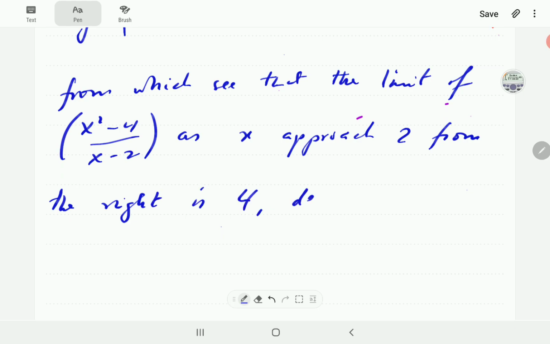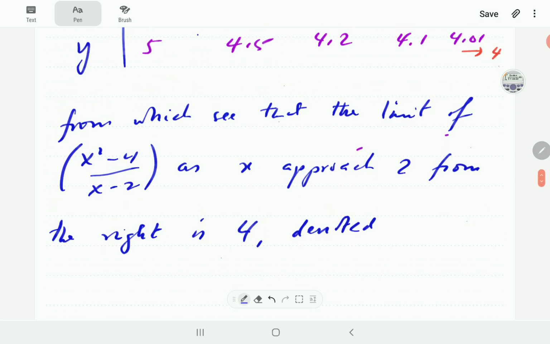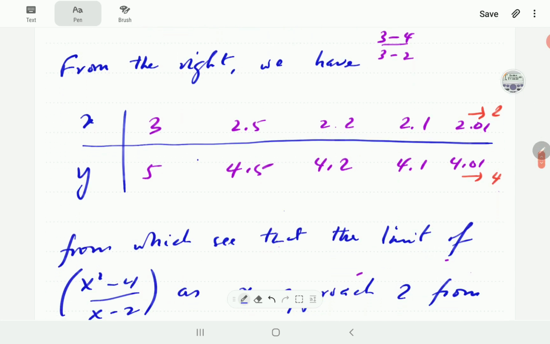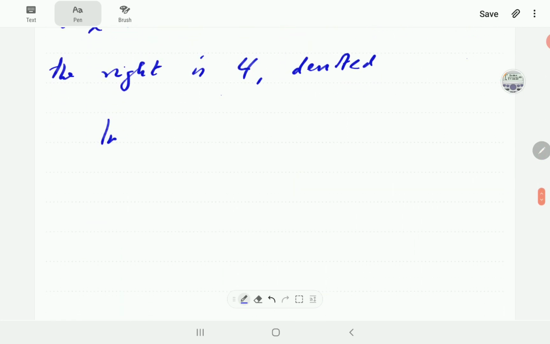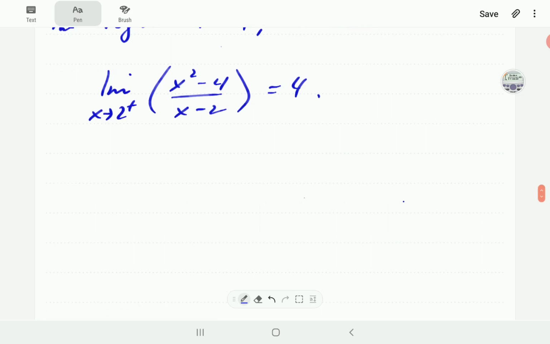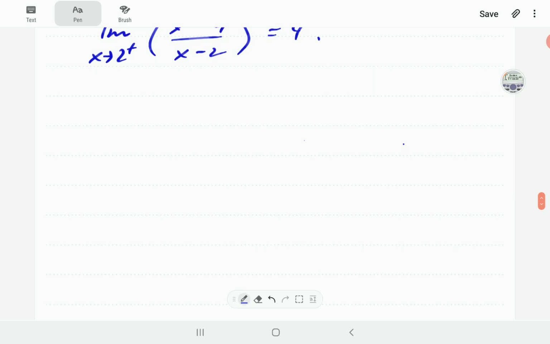Okay. So the notation this side is going to be very similar to what we have here, but the only difference is that this is going to be a plus now because we're approaching 2 from the right. So we write limit of x squared minus 4 over x minus 2 as x goes to 2 from the right is equal to 4. So we're saying that the limit from the right is 4 and the limit from the left is 4.